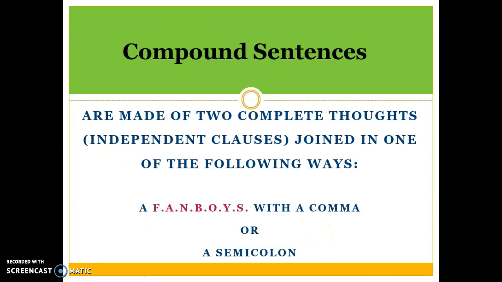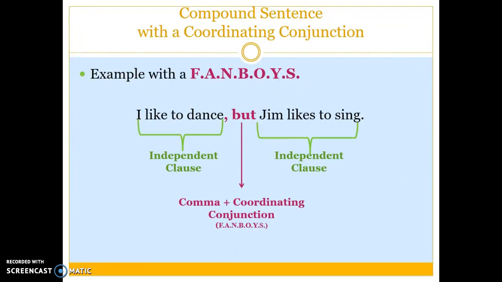Compound sentences are made of 2 complete thoughts, 2 independent clauses, joined in one of the following ways: a comma and a FANBOYS conjunction, or a semicolon. Look at the diagram. This is how you join 2 simple sentences together to make a compound sentence.